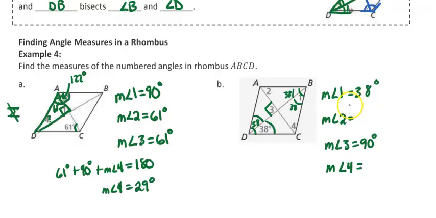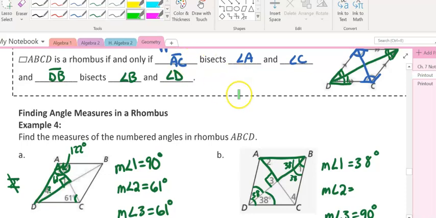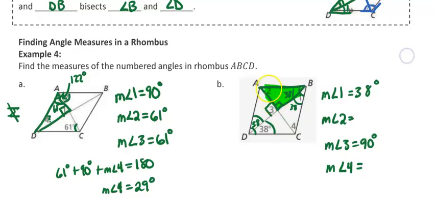Okay, so then to figure out angles 2 and 4, let's just do angle 2 first. This is a triangle right here. Let me grab a highlighter and emphasize that. In this triangle, I know that the diagonals are perpendicular. So the measure of angle 2 plus 90 degrees plus 38 degrees equals 180 degrees in a triangle. If I do the math on that, I find that angle 2 is 54 degrees.